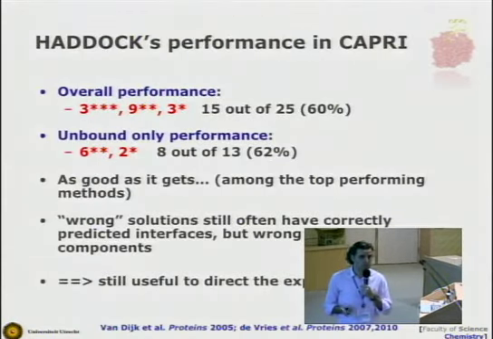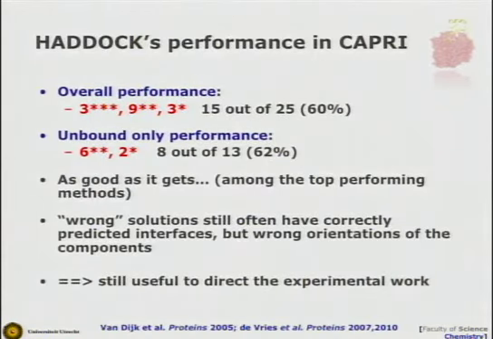Now if you look at the statistics, what does it mean? For those rounds of CAPRI, we got 15 out of 25 targets correctly predicted, which is a 60% success rate. And if you look only at the unbound docking, where all 3 components were homology models, it's 62%. And this is as good as it gets. So we belong there in the top groups.